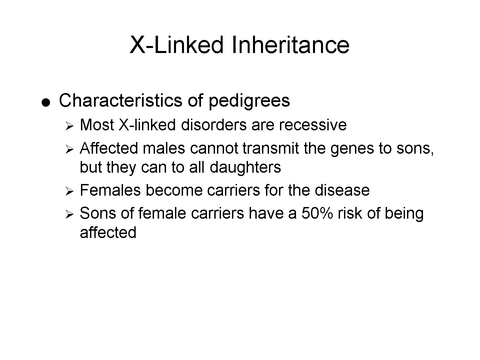Most X-linked disorders follow a recessive inheritance pattern. In these cases, affected males cannot pass the gene to their sons because sons inherit the Y chromosome from their fathers. However, all daughters of an affected male will inherit his X chromosome and become carriers. Female carriers, in turn, have a 50% chance of passing the gene to their sons who will be affected, and a 50% chance of passing it to their daughters who will become carriers.